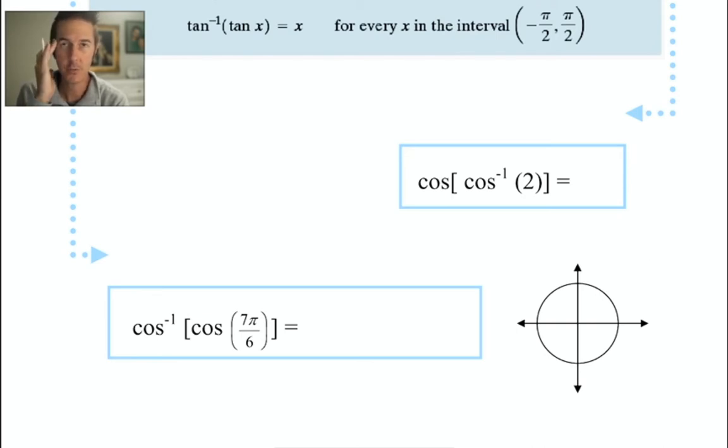And then I picture the cosine function, or I draw a quick sketch. The range of the regular cosine function goes up to +1 and goes as low as -1. So the number 2 is not in the range of the regular cosine function. Therefore, the number 2 is not in the domain of the inverse cosine function. Therefore, this question cannot be completed. There is no solution.